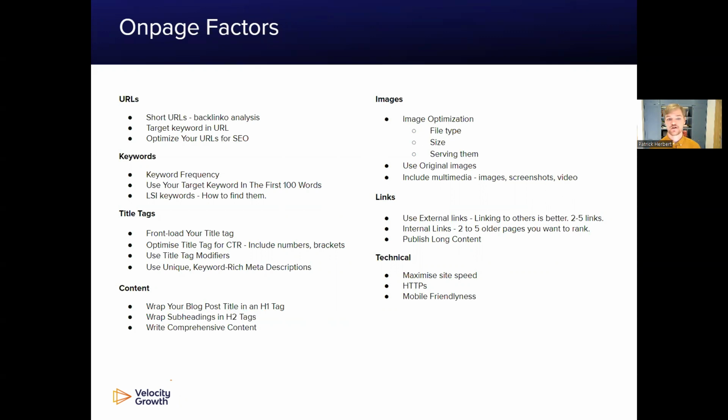Title tags: front load it. Make sure you optimize it for CTR and use title tag modifiers. And then finally, make sure you update your meta description, make it descriptive, and try to convince the click with it. Content: make sure you wrap your blog post in an H1 tag and use those subheading tags as well, moving all the way down. Show Google the importance and relevancy between these topics or subtopics on your page.